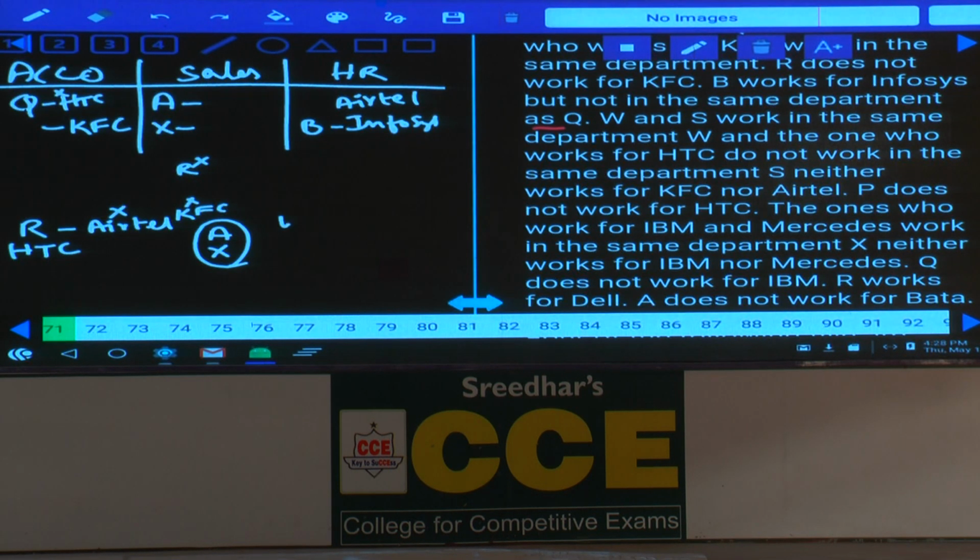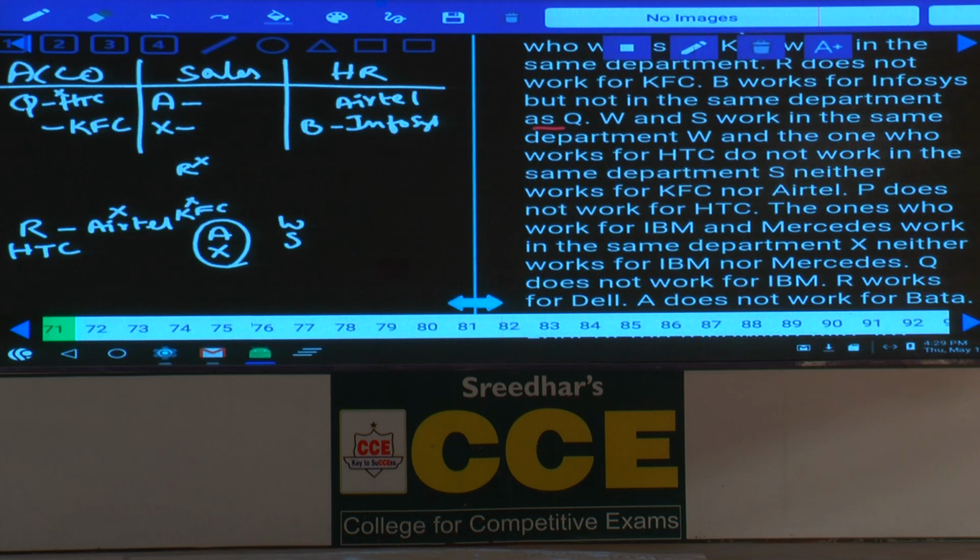And next one, W and S work in the same department. Now this W and S are working in the same department. W and the one who works for HDC do not work in the same department. Tell me, where should this HDC be? Is HDC in the accounts department? No information. Maybe in the accounts department or maybe in HR. If HDC is in accounts department, then this W and S must be in HR. Or HDC is in HR department, W and S must be in accounts department. Are you following this or not?